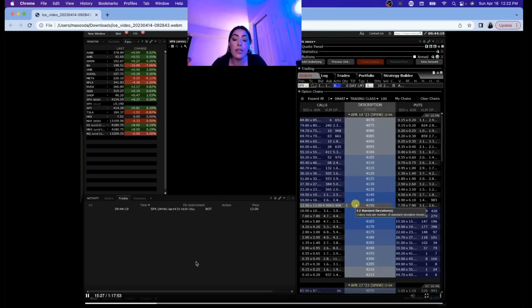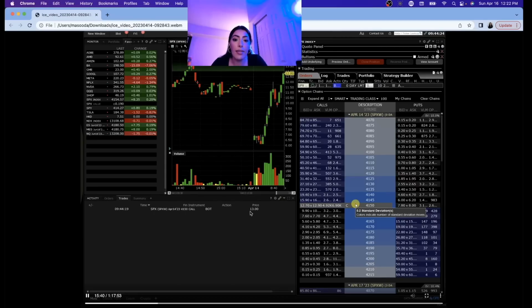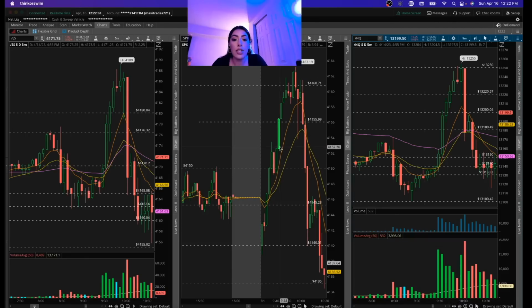There we go. There's my entry on SPX here. Entered the 41.50 calls at $13 a piece at 9:44. So let's go ahead and take a look. This is your 9:44 candle. Clean open above previous day. Clean open above high of day here.